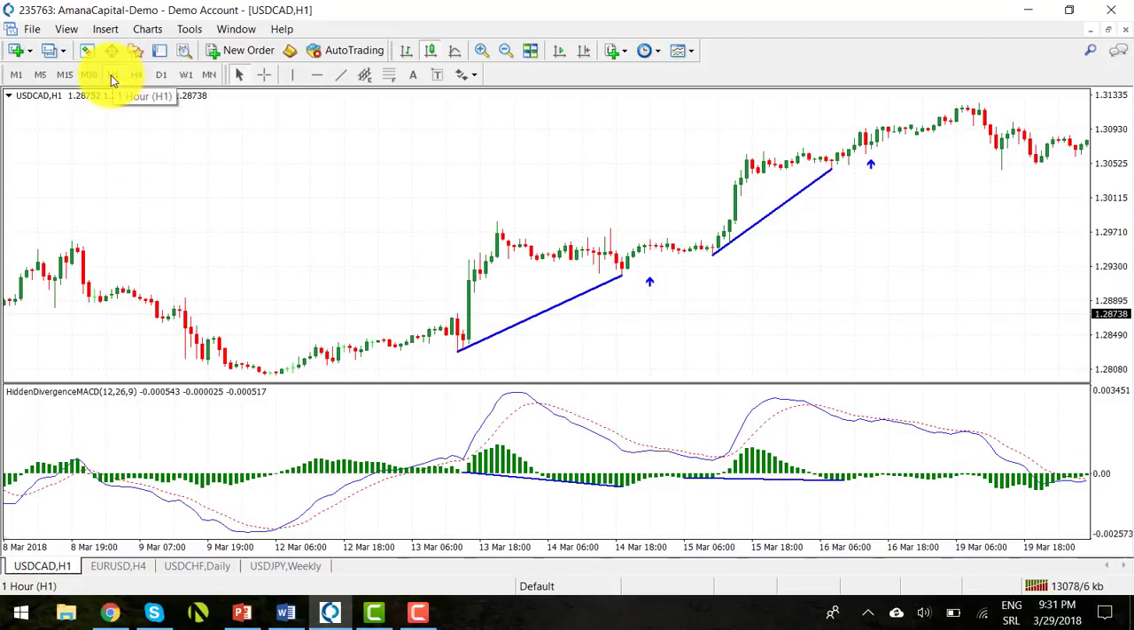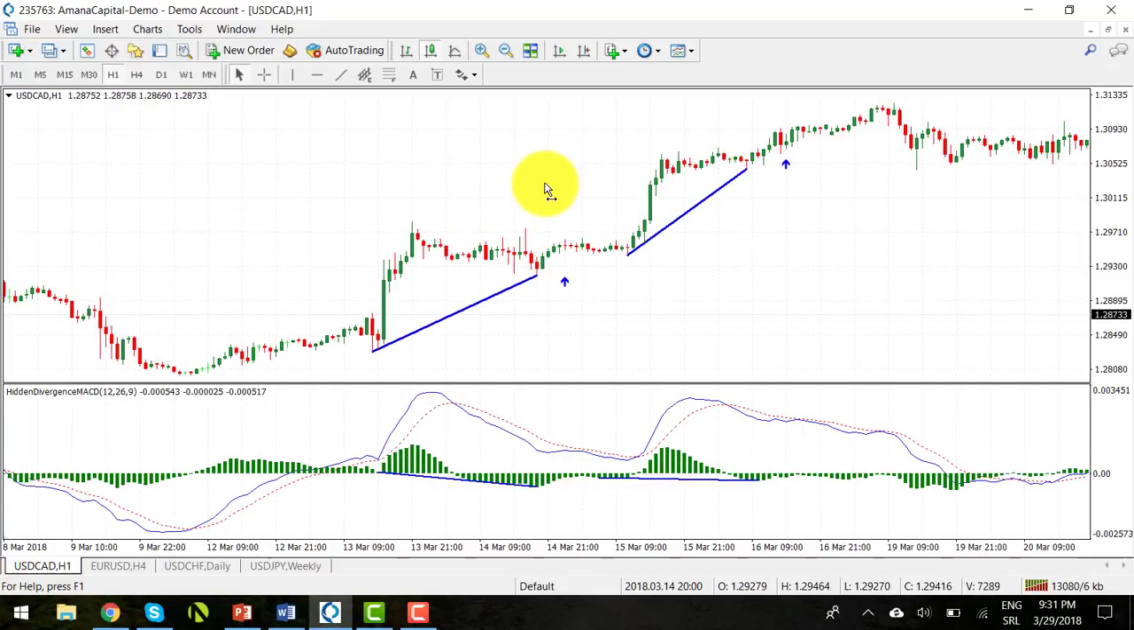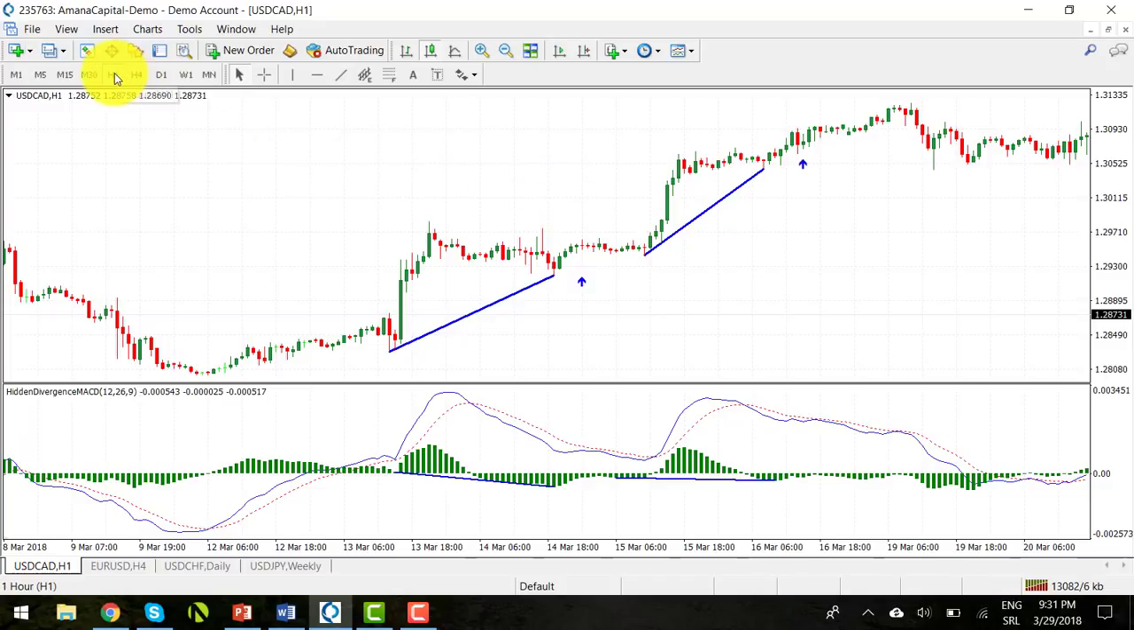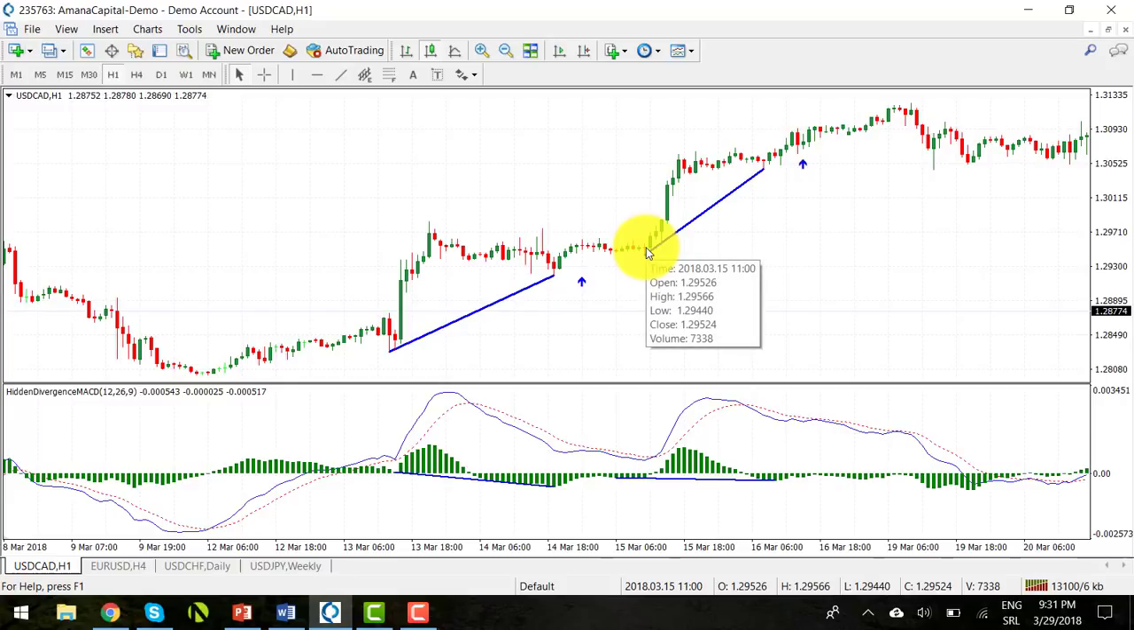Alright, so let's zoom into a lower time frame to see how the signals on a lower time frame look like. And on the 1 hour time frame on the US dollar Canadian dollar pair, we can immediately spot a bullish hidden divergence, which is charted by our Hidden Divergence Pro indicator. As you can see, the price made a higher low, and it happened actually 2 times in a row. Here's our second signal.